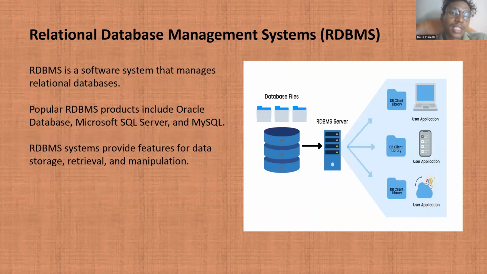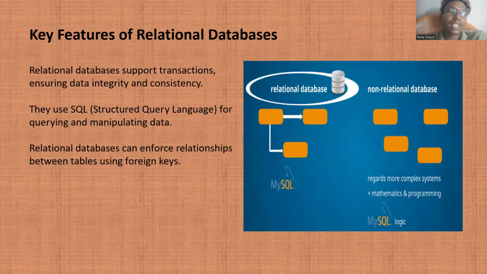Now we'll see the relational database management system, and how it manages the system. A relational database management system is software. The popular RDBMS products are Oracle Database, Microsoft SQL Server, and MySQL. Relational database systems provide features like storage, retrieval, and manipulation. Now we'll see the key features of the relational database.